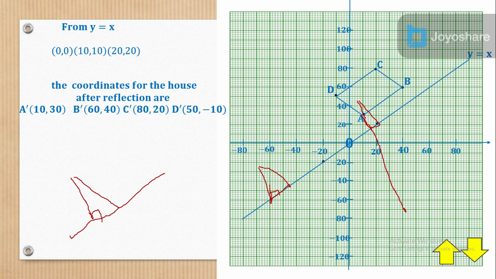After making a line, come and measure the distance from here up to that line. Then that distance, without changing it, you come and measure it on this side, and you put your marking. That is where you have your A prime.